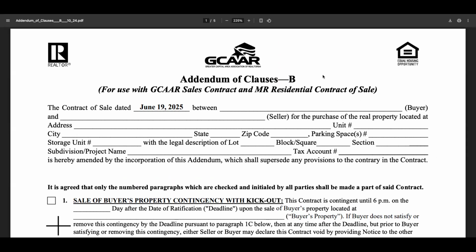All right, so here's addendum of clauses B. The way GCAAR operates, they've got two sections. We went over addendum of clauses A last week. This week we're going over B. B is some of your less used clauses, so that's the way they've separated it. They looked at the potential clauses: what gets used the most, like closing cost credits and home inspections, and what gets used the least. Then they separated it so you don't have to carry around one addendum of clauses form that has way too much stuff and confuses your buyer. Make sense?